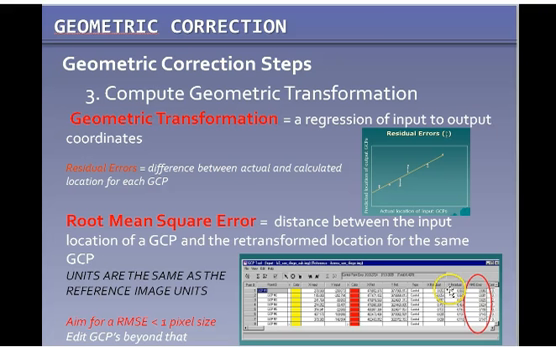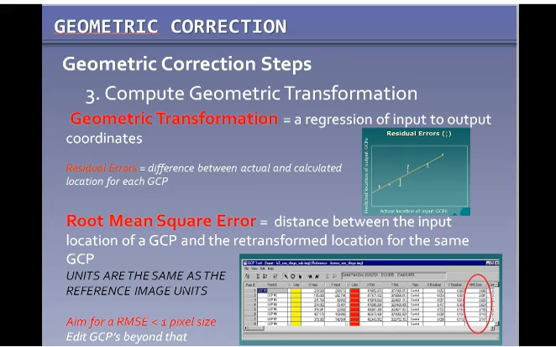And then these two residual errors are combined to give us a root mean square error. And what this root mean square error is calculating is it's saying, what is the average distance between the input GCP that we have for our image and the reference image GCP. So as we're warping, they're not going to line up exactly for every single GCP. This root mean square error is telling us the distance between the two, right? And it's important to keep in mind that the units of this root mean square error and our residual errors are in the same units as our reference image, right?